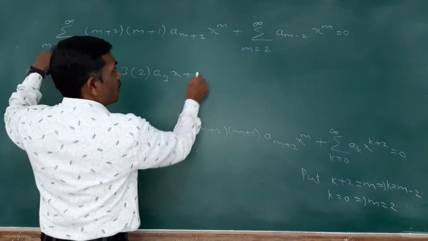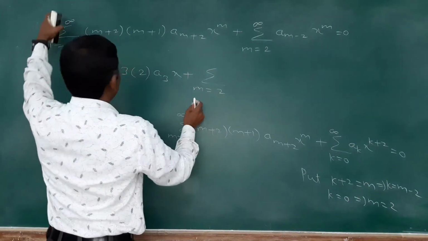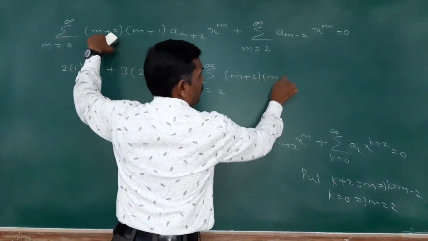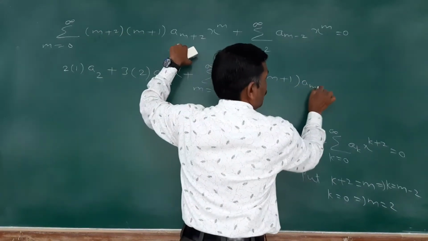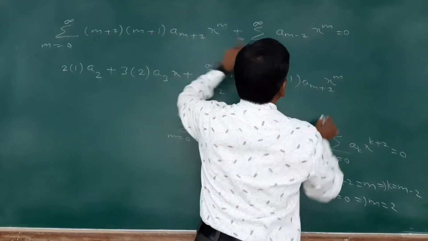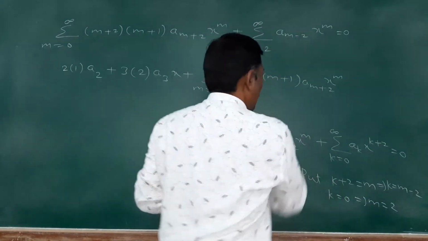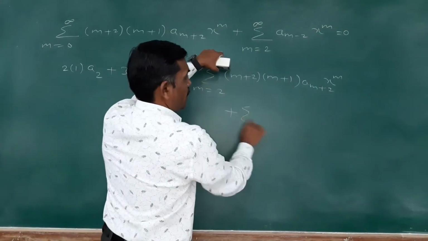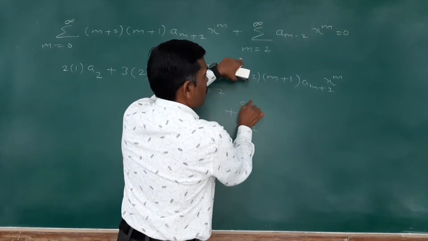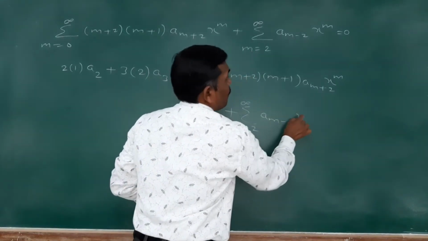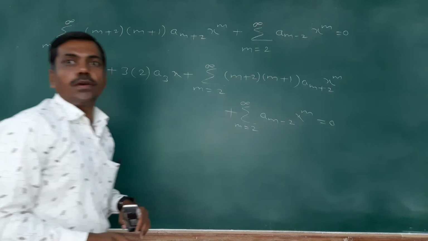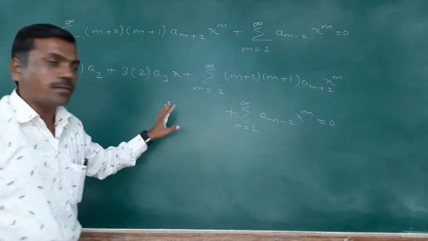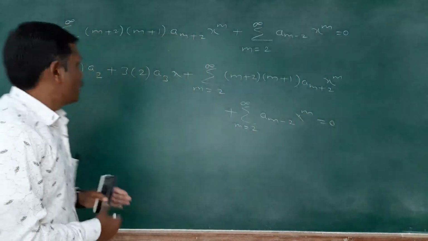Plus m equal to 2 to infinity, I get here (m+2)(m+1)a_{m+2} x^m, and this term as it is. I am writing below it so that we separate two terms, plus series m equal to 2 to infinity, a_{m-2} x^m is equal to 0. Right? Now collect the terms: coefficient of the constant term, then coefficient of x, then coefficient of x raised to m.